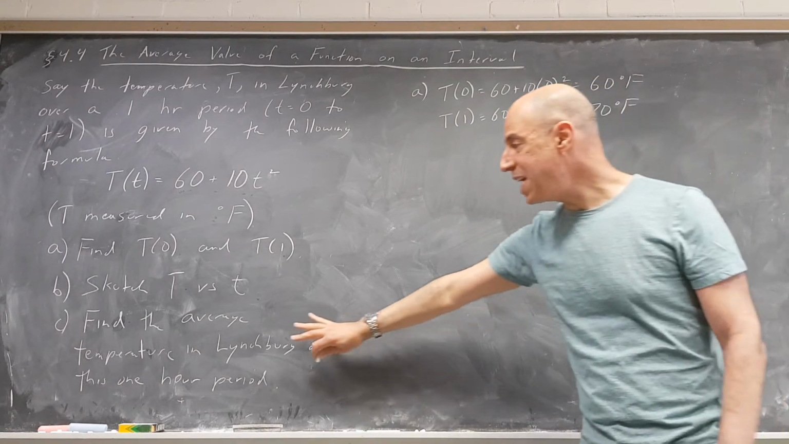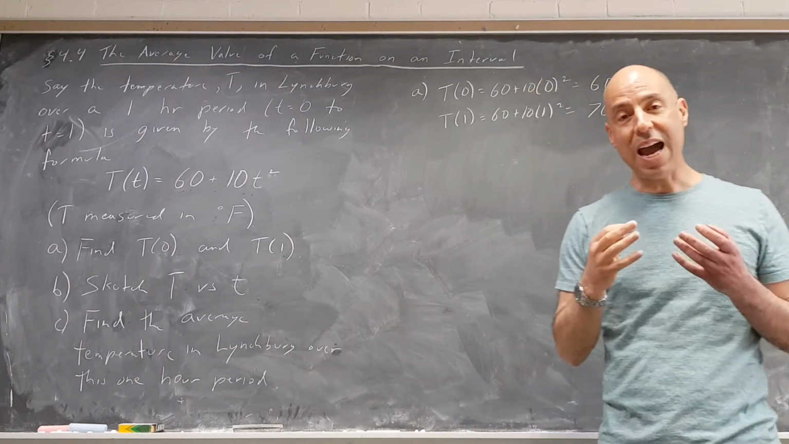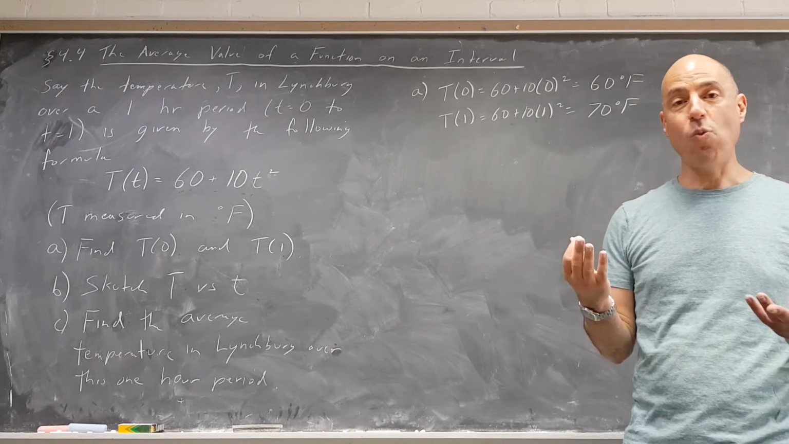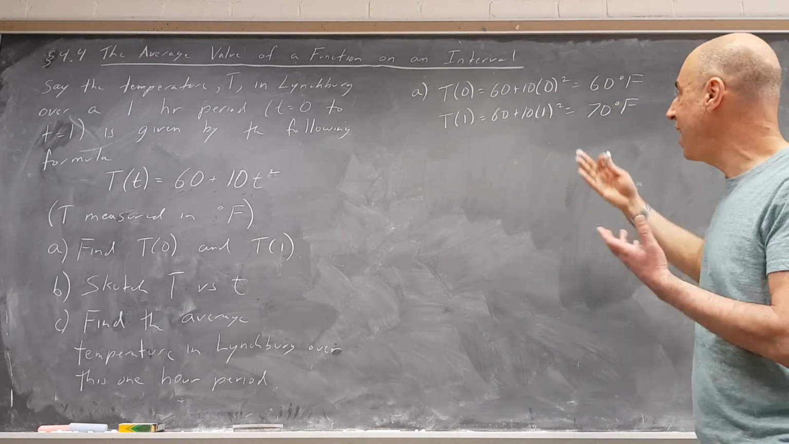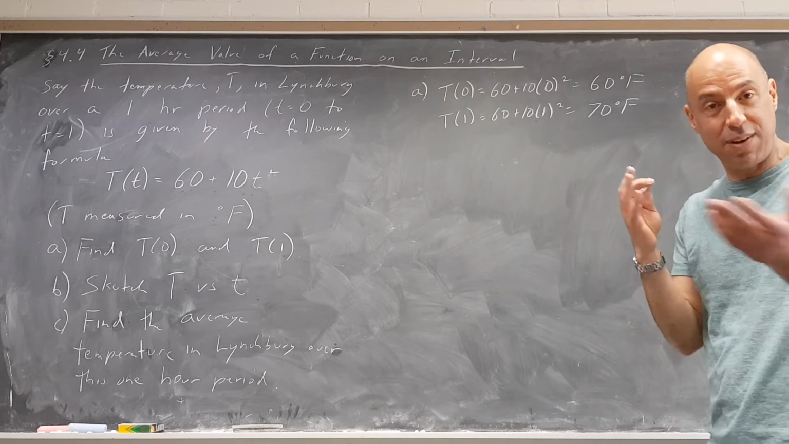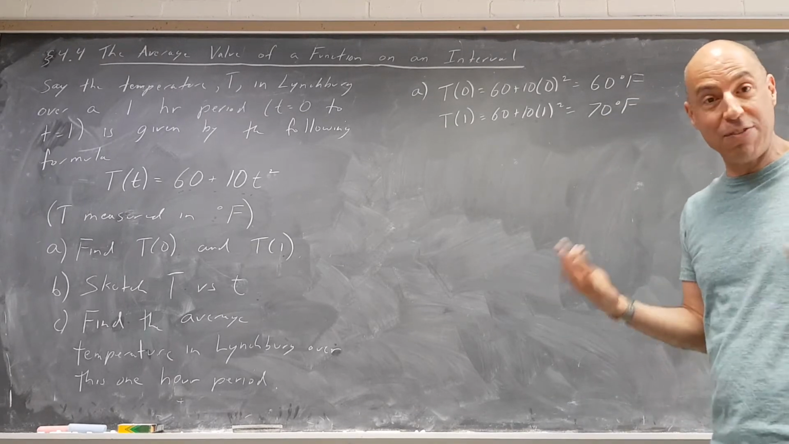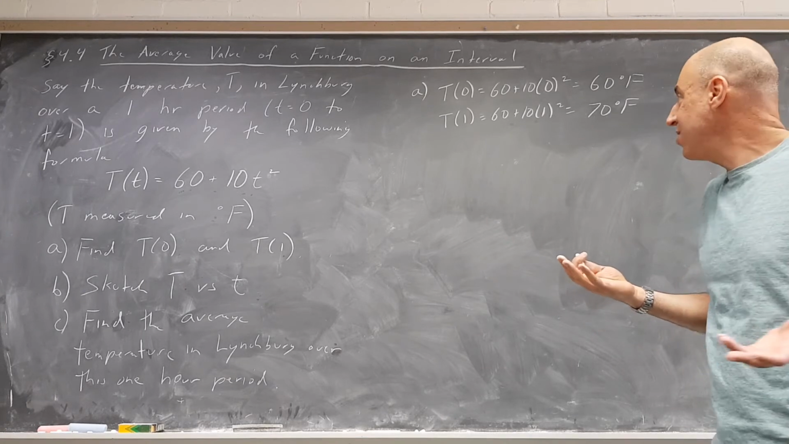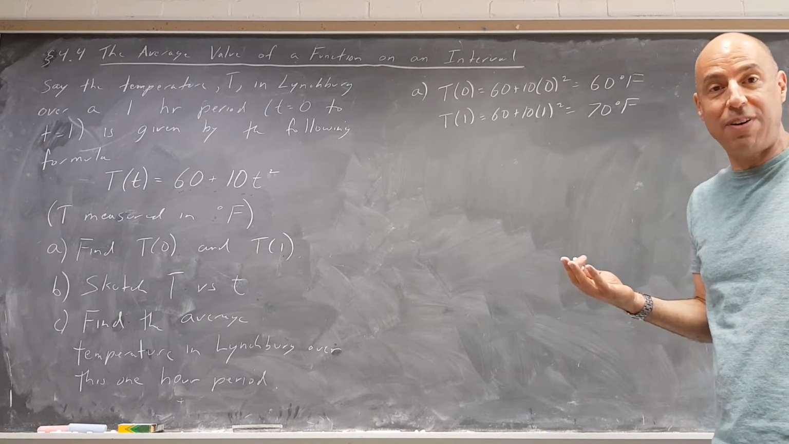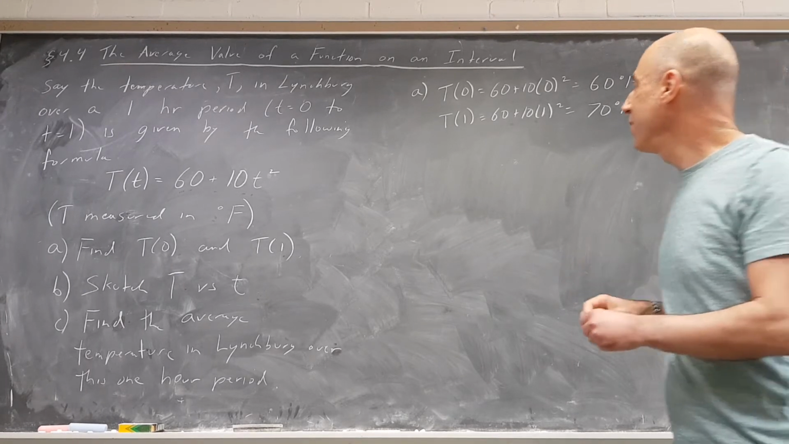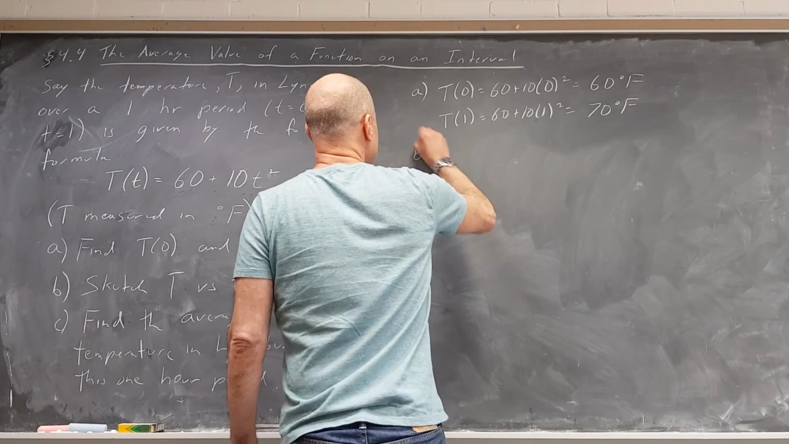Again, we're still thinking about part C. Is the average temperature over this 1 hour period, is all you do take the temperature at the beginning of the 1 hour period and the temperature at the end of the 1 hour period and average them? Take, add 60 and 70 and divide by 2 to get 65. Let's do part B.